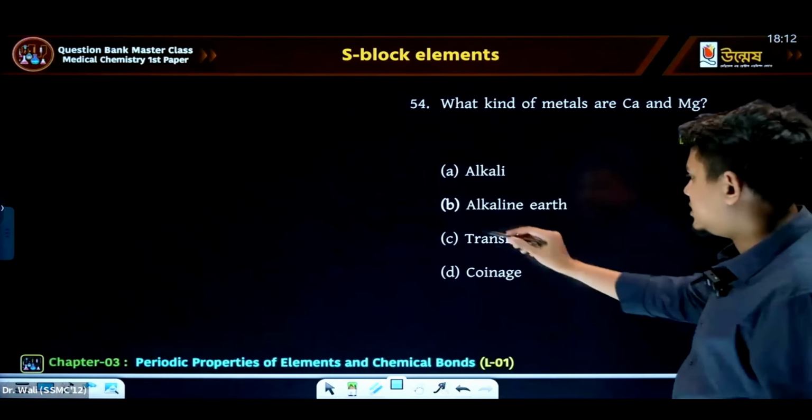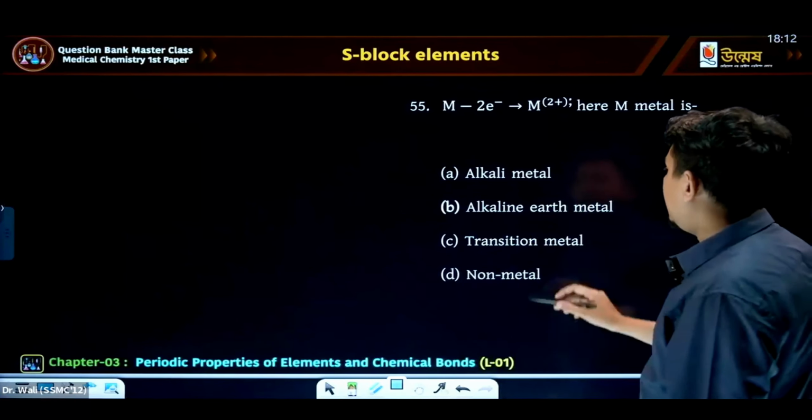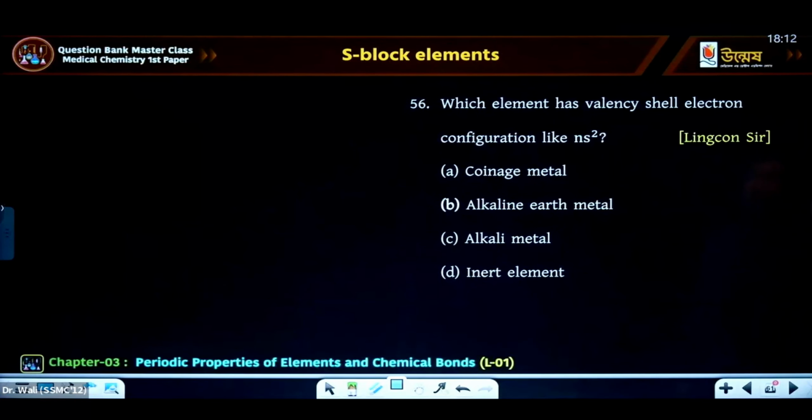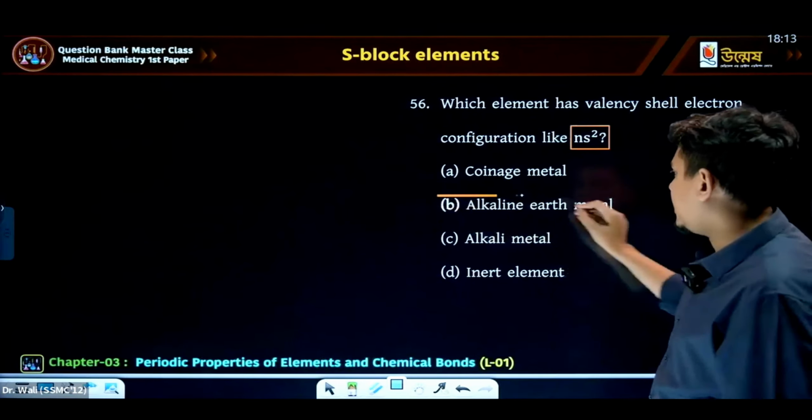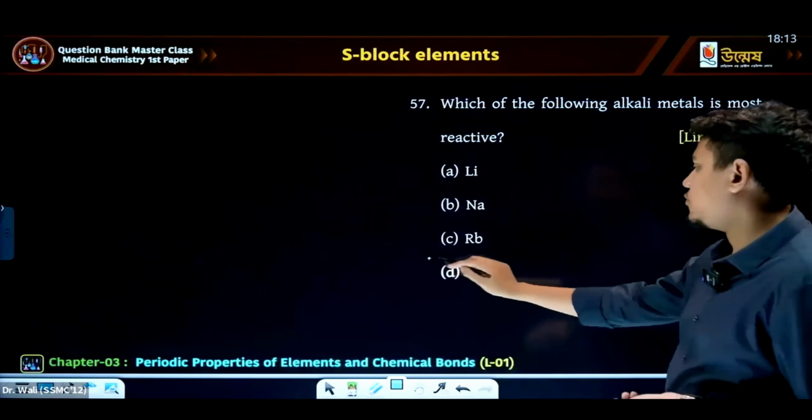What kind of metals are calcium and magnesium? Calcium and magnesium are alkaline earth metals. And what will be the M metal? If 2 electrons leave the metal, it will become an alkaline earth metal. Which element has valence shell electron configuration like ns2? It will be an alkaline earth metal. Which of the following alkali metals is the most reactive? We know the reactivity increases from top to bottom, so the answer will be cesium.